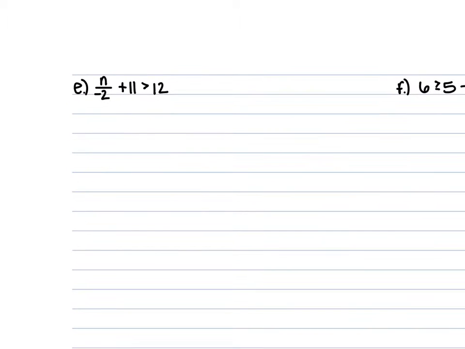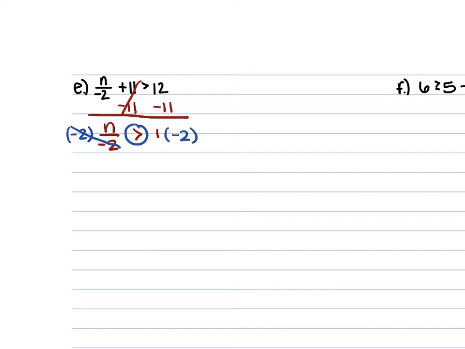For our next example, we have n divided by negative 2 plus 11 is greater than 12. So I'm going to start this one by subtracting that 11 from each side. We have n divided by negative 2 is greater than 1. From here, I'm just going to multiply each side by that negative 2 to get n by itself. When I do so, since I'm multiplying each side by a negative, my inequality sign switches. So we have n is less than 1 times negative 2 is negative 2.